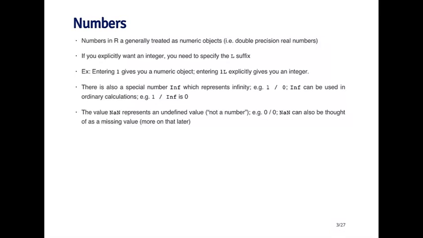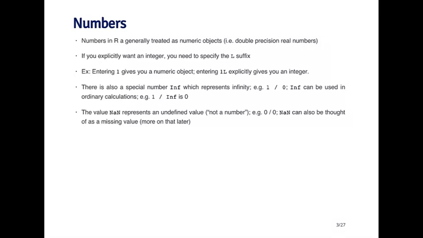There's also a special number called Inf, which stands for infinity. Inf is like a real number. It can be used in calculations, and you'll get the expected results. So for example, if you take 1 and divide it by 0, you'll get infinity. And if you take 1 and divide it by infinity, you'll get 0. So Inf is a special number, and you can also have minus infinity too.